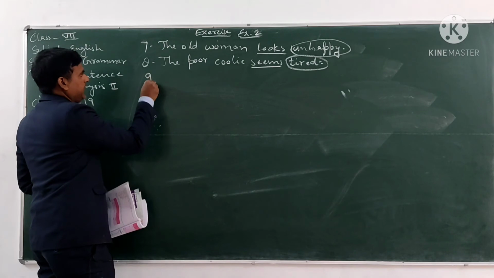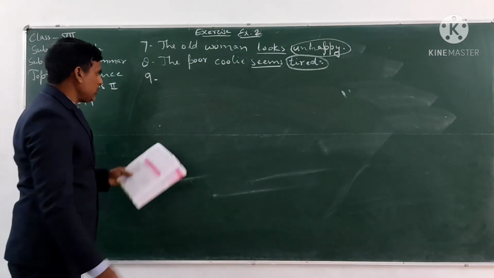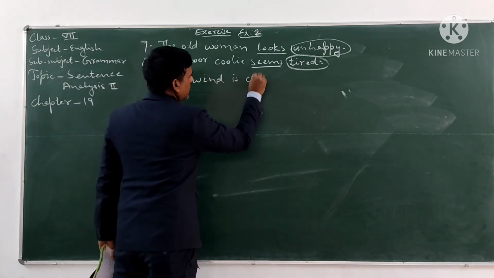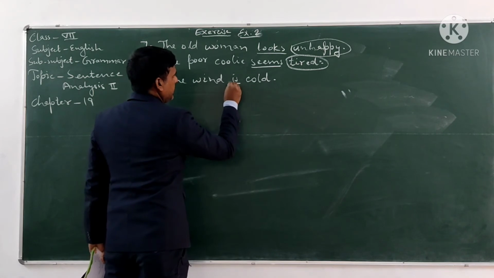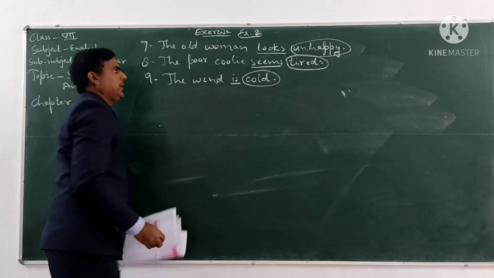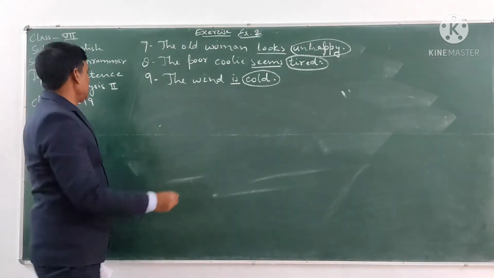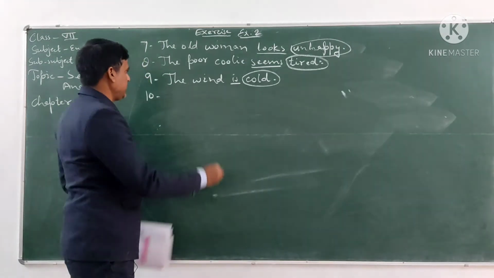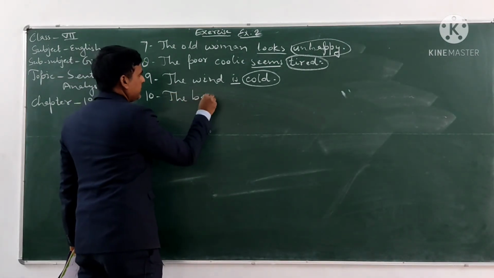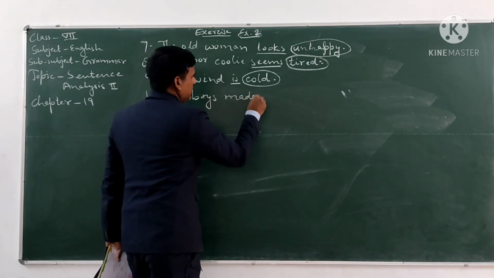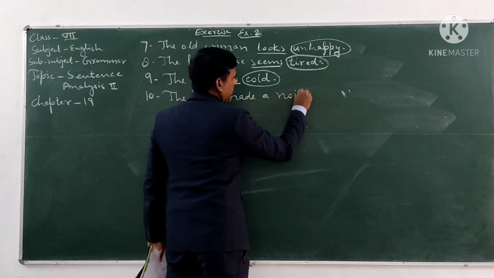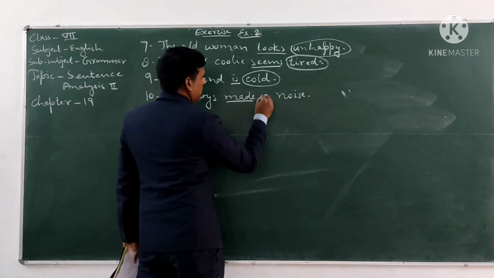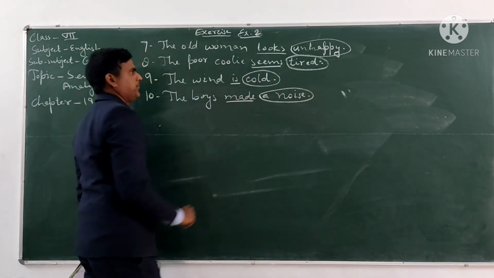Now sentence number 9 is, the wind is cold. In this sentence, is is the verb and cold is the complement. Now sentence number 10 is, the boys made a noise. In this sentence, made is the verb and a noise is the complement.